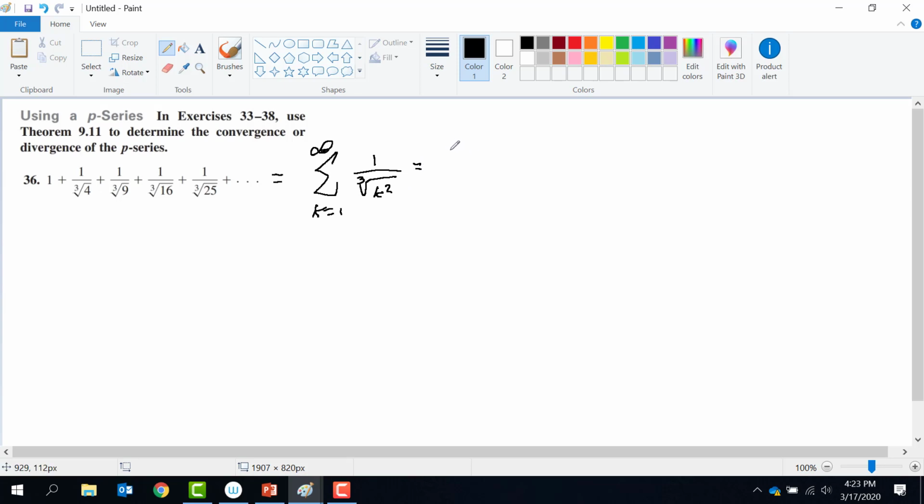And so then again, using your algebra, we can rewrite this as the summation from k equals 1 to infinity of 1 over k, and taking the cube root of k squared is the same thing as taking k and raising it to the 2/3. The denominator tells you the index, the numerator tells you the power that's inside. And so then here you can see that this is a p series with p equaling 2/3, which is less than 1, and because it's less than 1, it diverges.